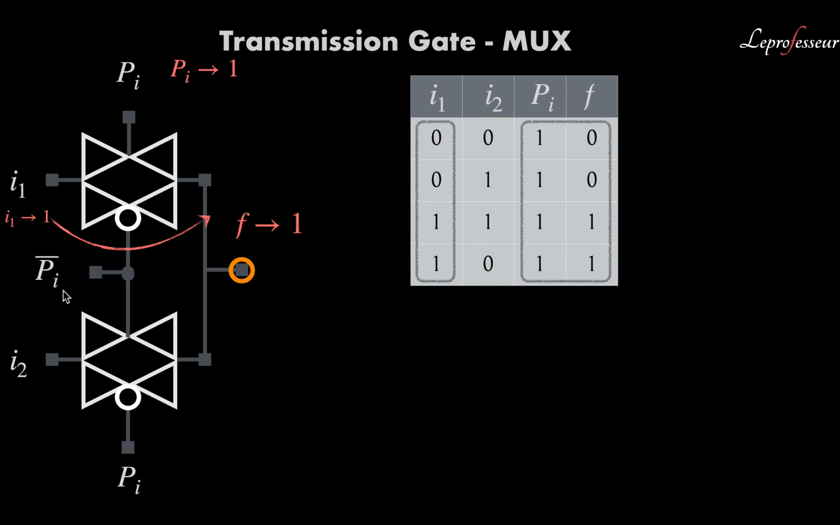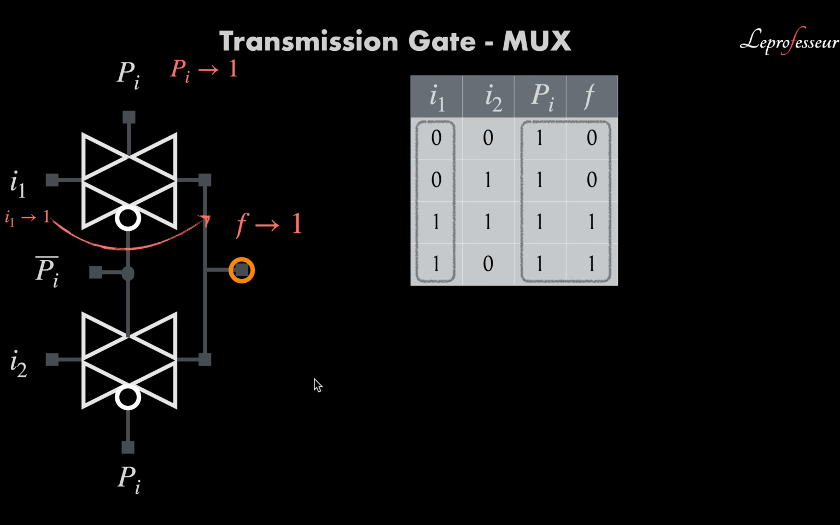Now what happens at the second transmission gate? Since PI is 1, its inverted version will become 0, so this NMOS will be off. And for the PMOS, PI is 1, so that will also be off. So this transmission gate for I2 will produce high impedance Z, but then we are getting a stronger logic level 1 from I1, and the stronger 1 will dominate, and we will get the function output F of 1.